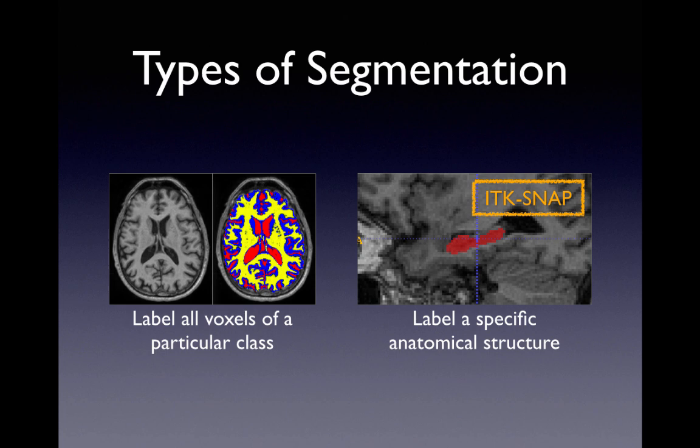ITK-SNAP can address these kinds of problems, but it's not the ideal tool for them. It is a better tool for the kind of problem where you have a specific anatomical structure or a specific lesion, a specific tumor that you're after. There, it is, for many people, a tool of choice. So it's a more hands-on local segmentation rather than fully automated global partitioning of the image into different classes.